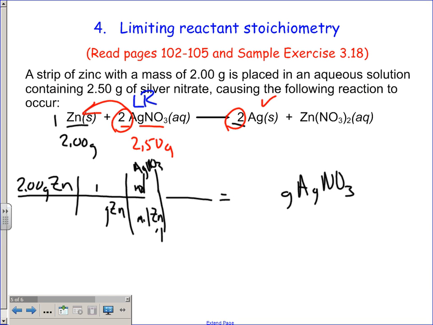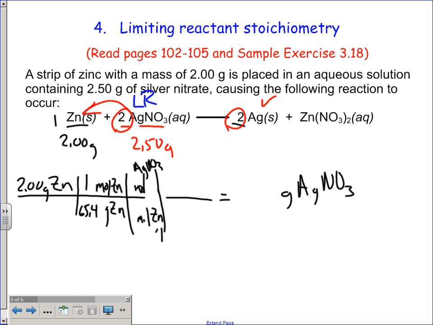So I'm going to start with the molar mass of zinc and use that to change grams of zinc into moles of zinc. Now, molar mass by definition is the mass of 1 mole. And if you look up in the periodic table, zinc is 65.4 grams. Now, I'm going all the way to the mass of silver nitrate. So I've now changed grams into moles.